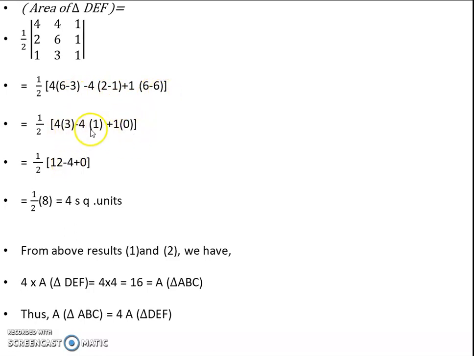4 into 3, 12. 4 into 1, minus 4. And 1 into 0, 0. 12 minus 4, 8. 8 is easily divided by 2. That is exactly 4 square units.